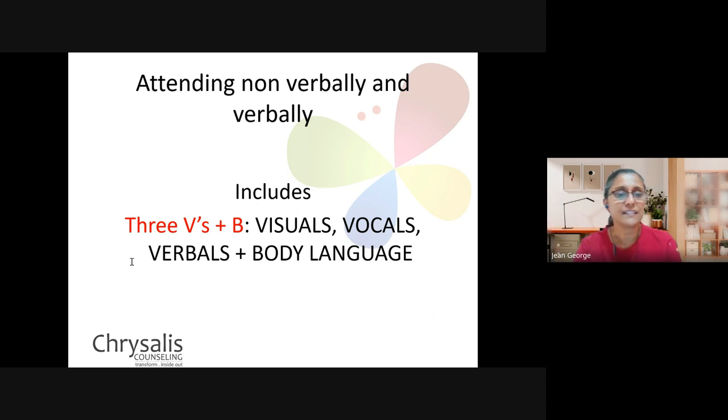And lastly, it is the verbal. That is what you are saying, the words that you are saying. Plus the B, that is the body language. You are attending to the body language of the person. Like, for example, if your client is sitting with their eyes closed like this, it indicates something to you, right? It may indicate that either they're thinking or falling asleep or bored. It could mean many, many things. But when you are attending, you are ensuring that you do it with all this: your verbal, your visual, your vocal, as well as your body language.